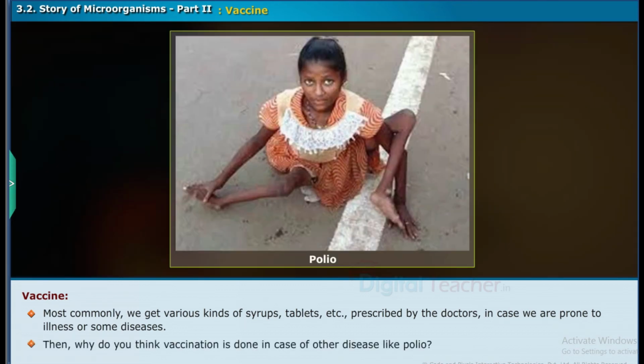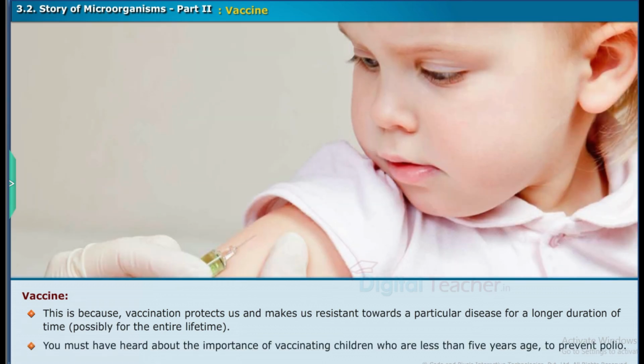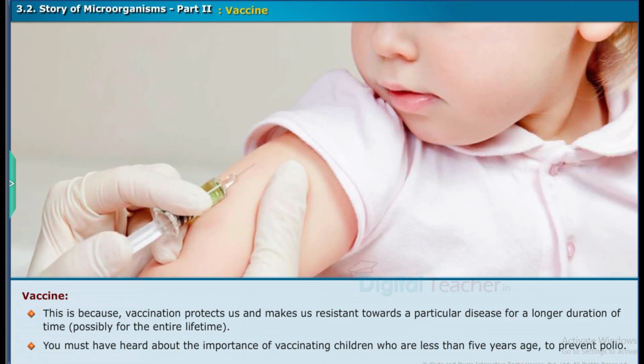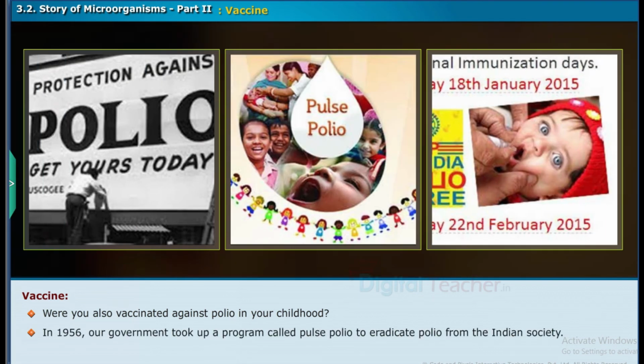Then, why do you think vaccination is done in case of other disease like polio? This is because vaccination protects us and makes us resistant towards a particular disease for a longer duration of time, possibly for the entire lifetime. You must have heard about the importance of vaccinating children who are less than 5 years age to prevent polio. Were you also vaccinated against polio in your childhood? In 1956, our government took up a program called Pulse Polio to eradicate polio from the Indian society.